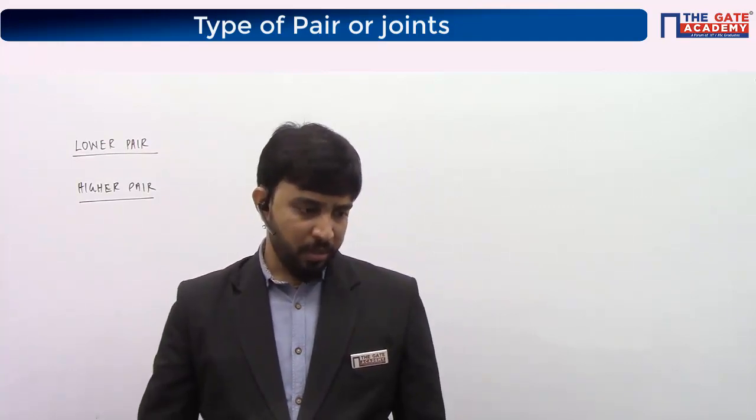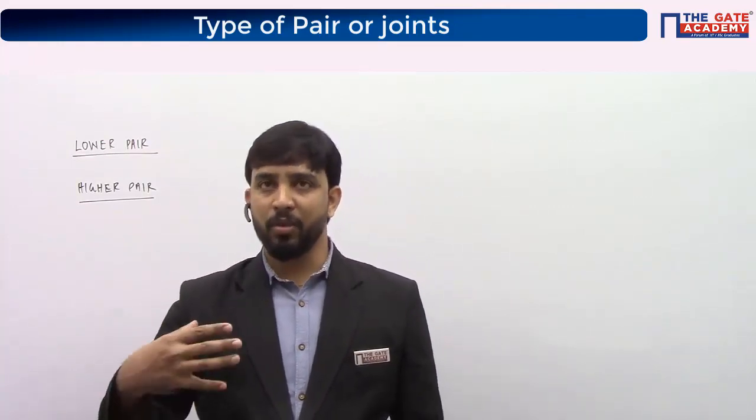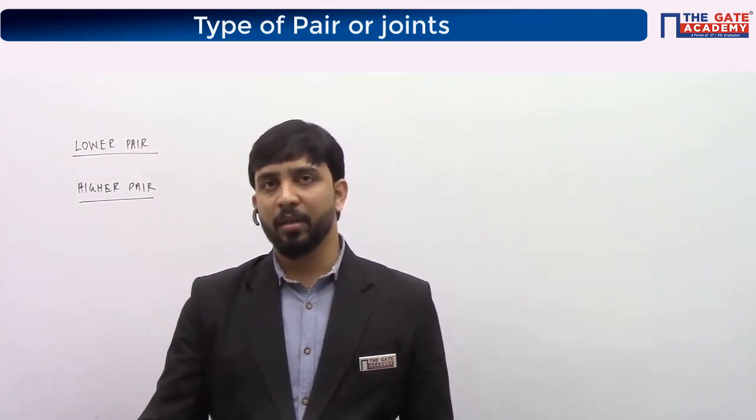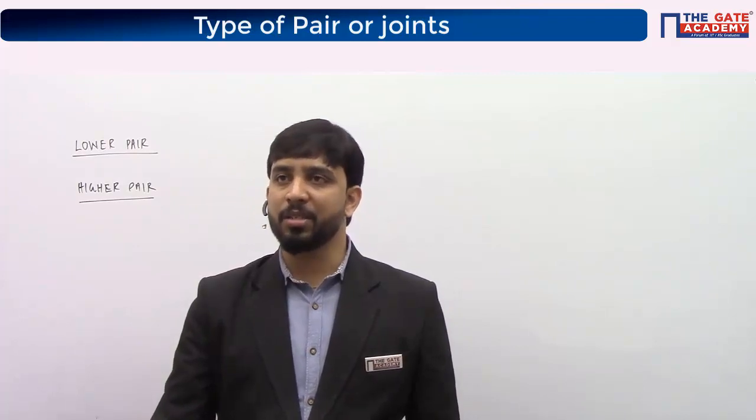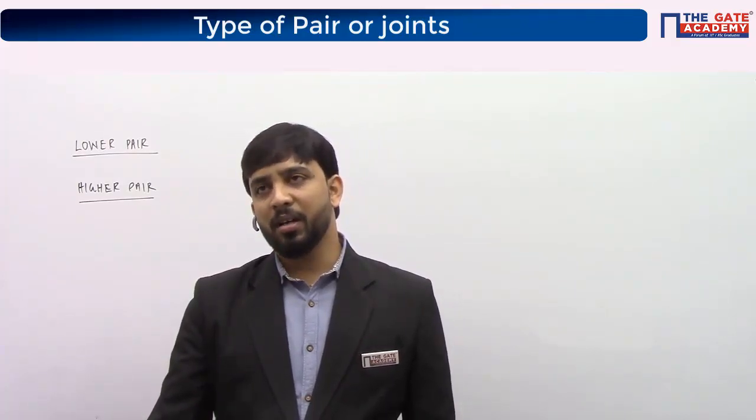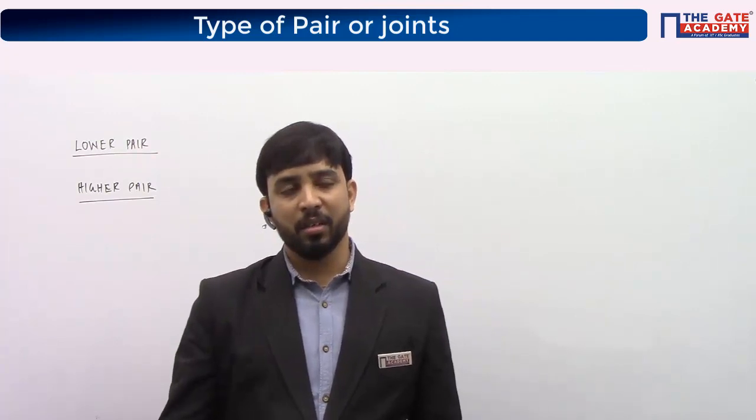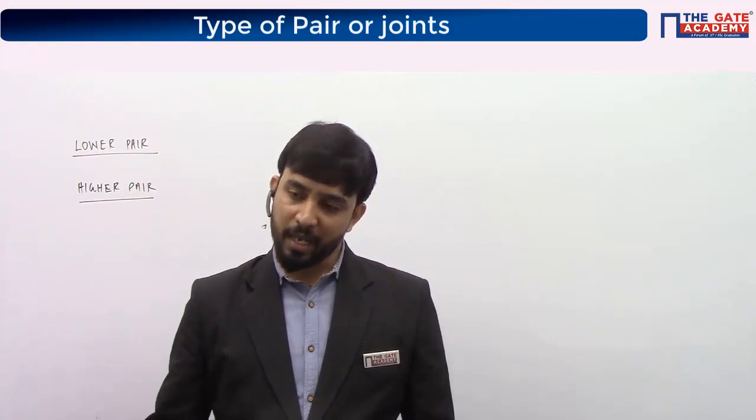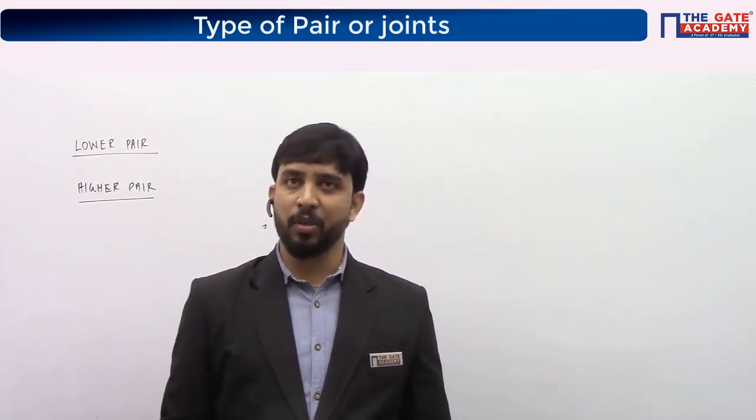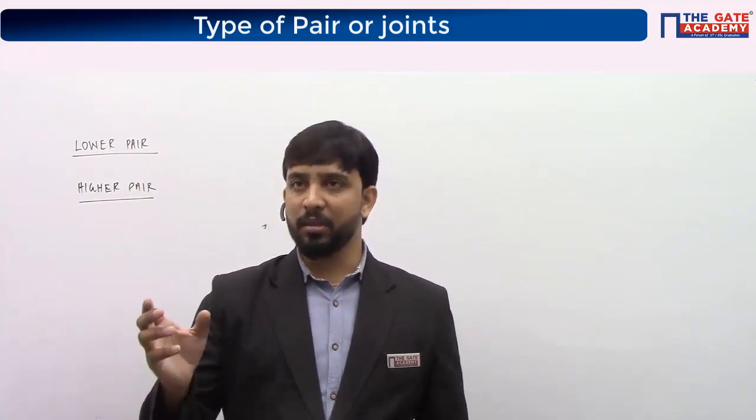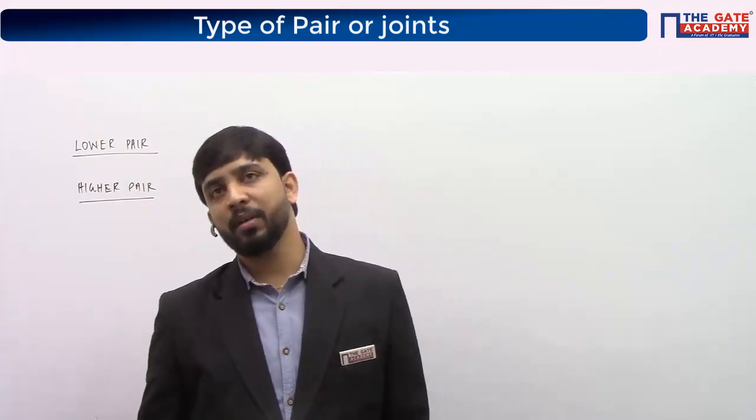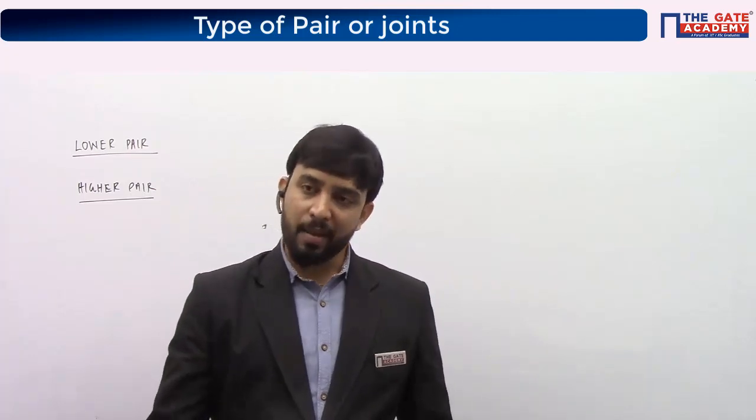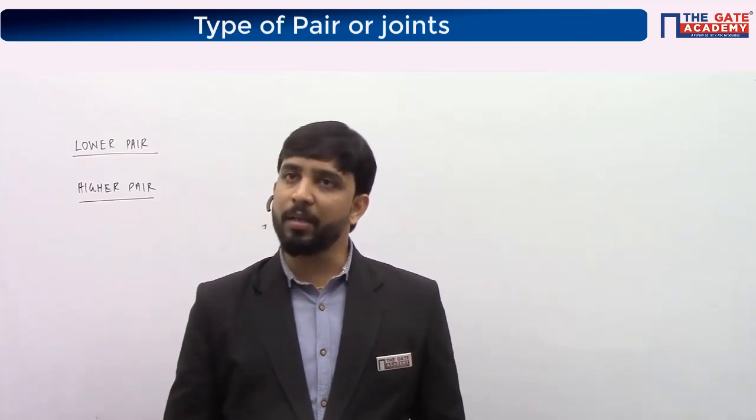Next slide, cam and follower. If you see the type of contact, it's a higher pair. Next slide, pair of gears in mesh. Not only cam and knife edge, you can take any follower. What kind of follower faces are we having? It's a knife edge follower or roller face follower or a curved face follower. You can take any kind of follower. The contact between cam and follower is a point contact. Cam and follower will form a higher pair.